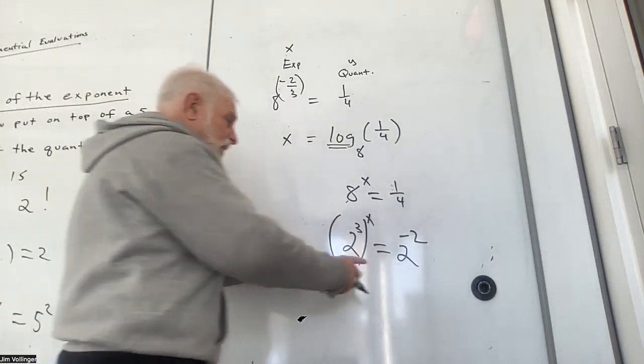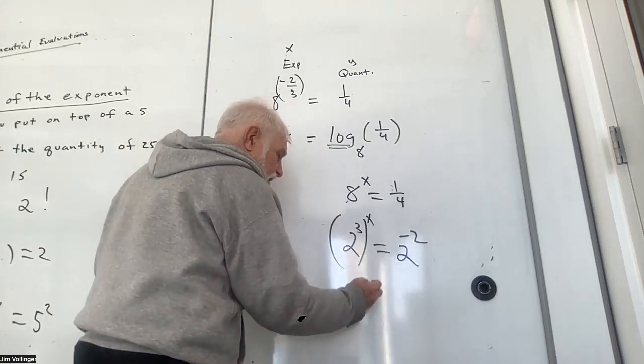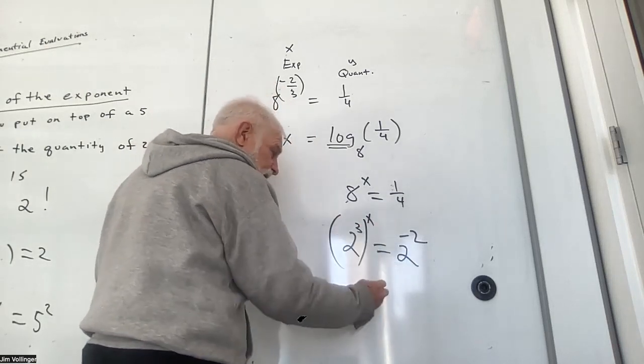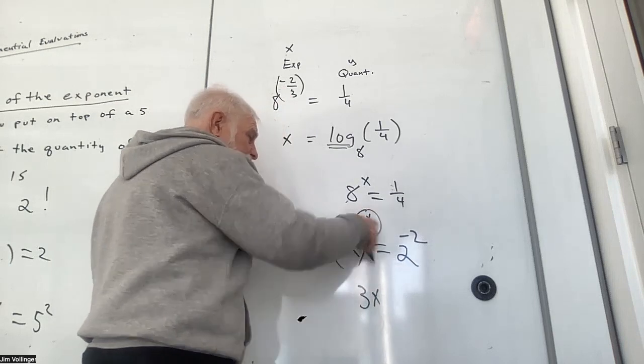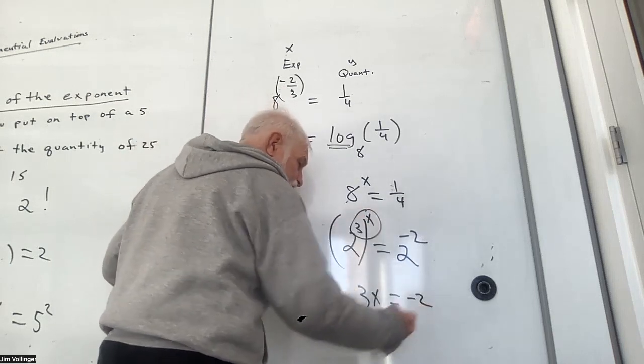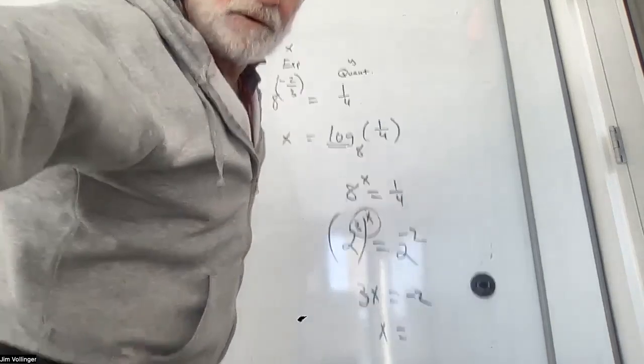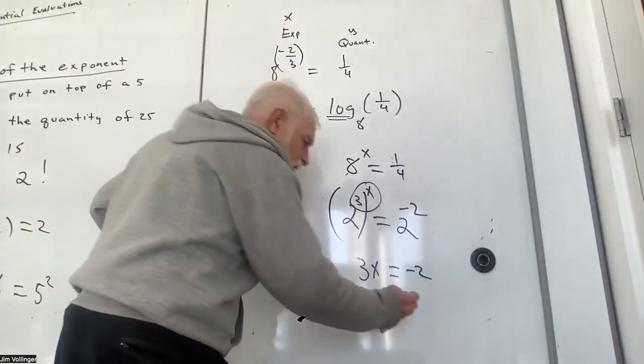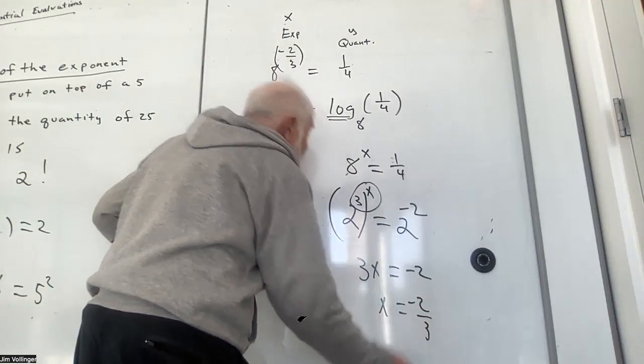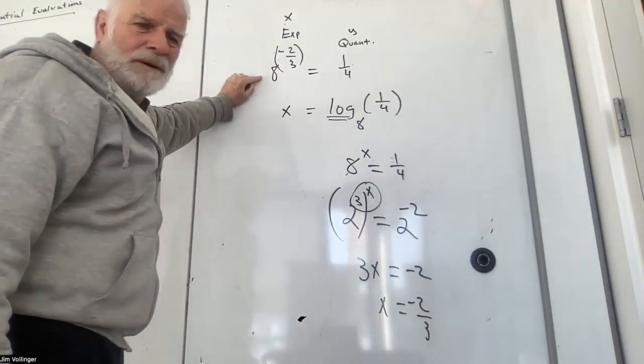So now that we have the same base, we can say that power to power is multiplication. Therefore, 3 times x has to equal -2, and therefore x is equal to, can you still see everything? Turn it down just a little bit more. X equals -2/3, which I think we started with up here.